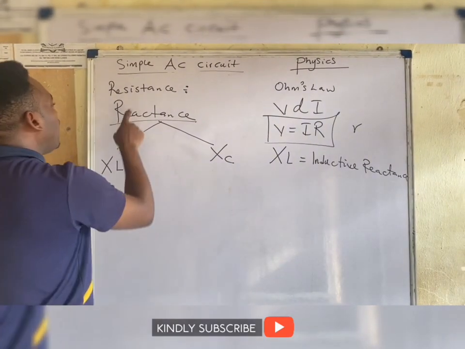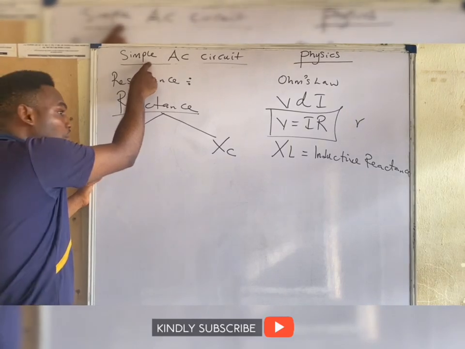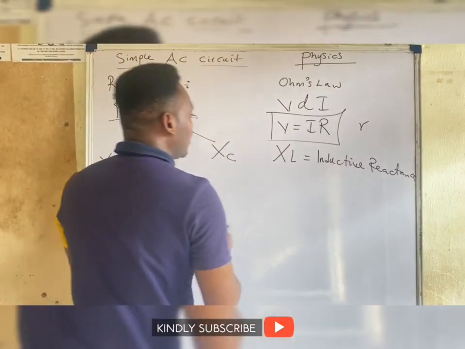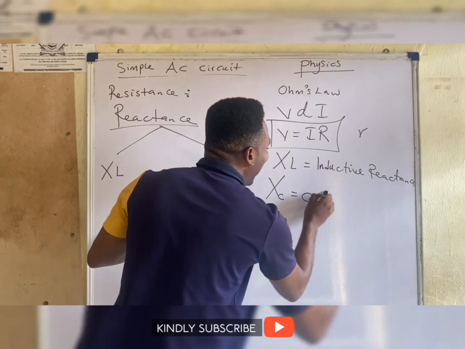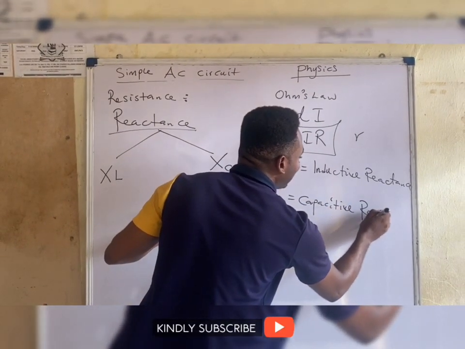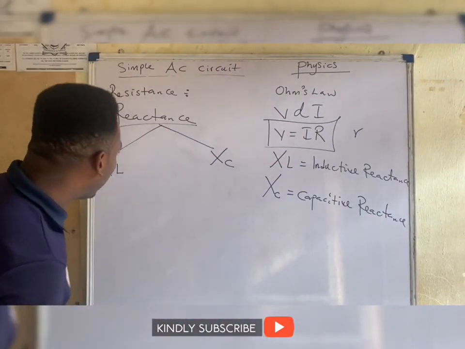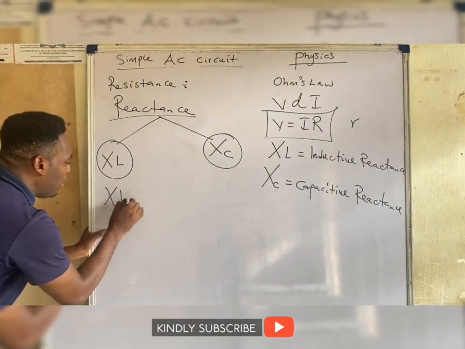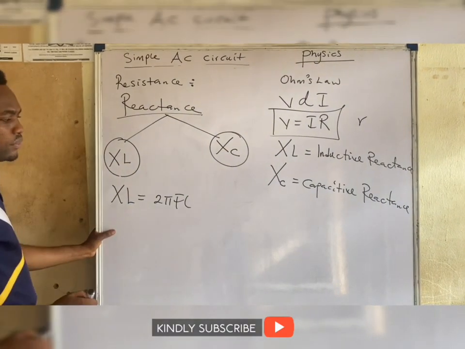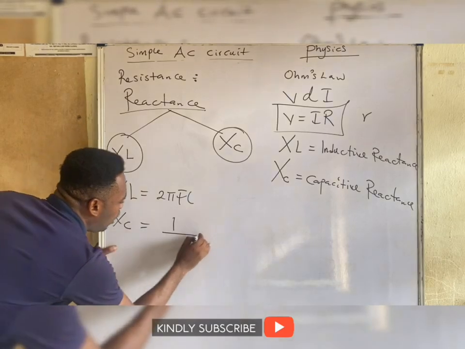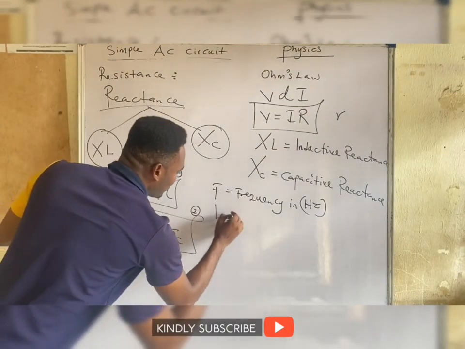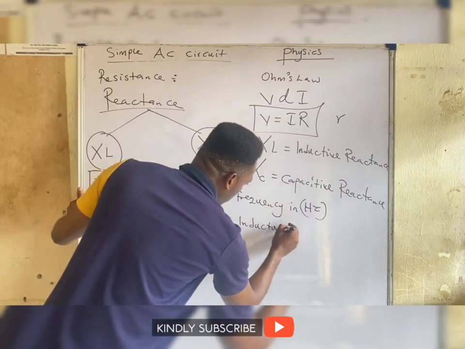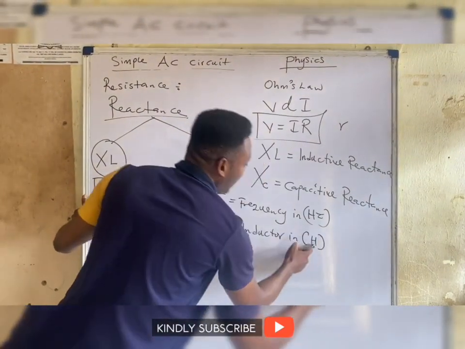So reactance, being resistance in simple AC, has two types, XL and XC. XL stands for inductive reactance, while XC stands for capacitive reactance. These two terms have formulas for calculating them, which I will put here immediately. XL is equal to 2πfL. XC is equal to 1/2πfC. L stands for inductor, and that inductor is measured in Henry, H.